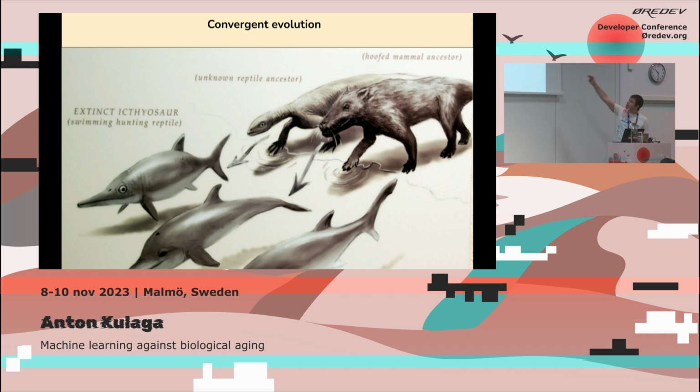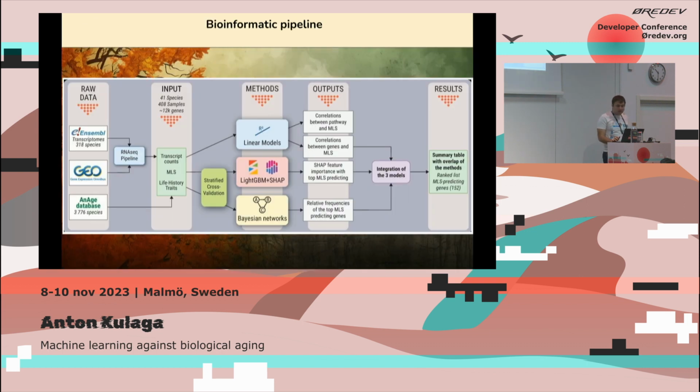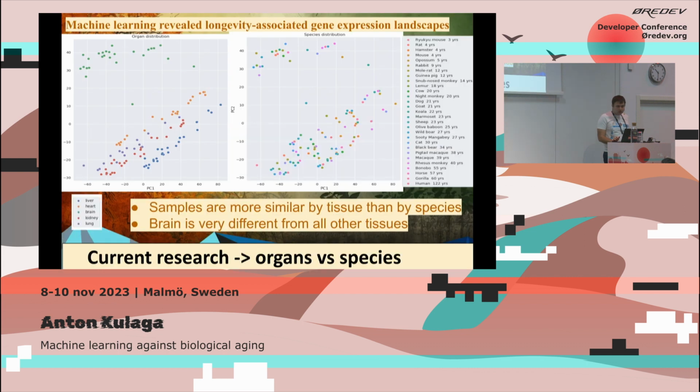And here is an example of how it happens in nature, like the shark, dolphin, and the ichthyosaurus. They have very similar shapes because they have to adapt to water, but they are totally different, really unrelated species. So we had a pipeline where we used multiple models and a bunch of samples. I will go quickly through it.